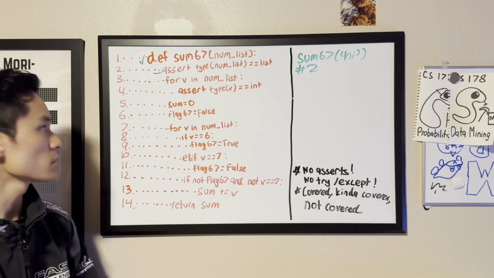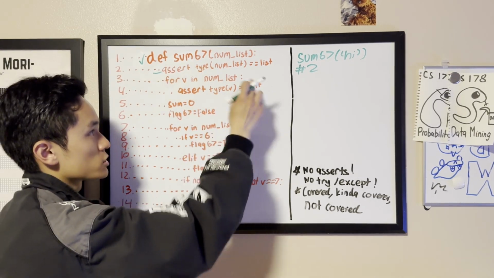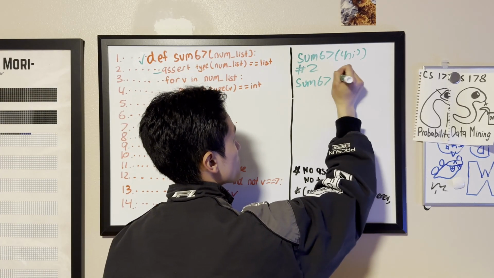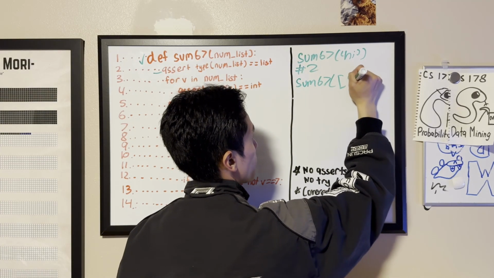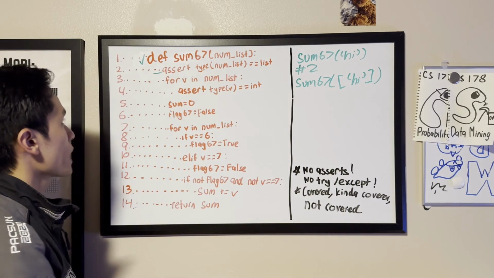So we can kill 2 birds with 1 stone. Let's give it a list, but give it a list of strings. So we do sum 67. We actually give it a list, but once again, we give the string hi. So let's see what happens now.